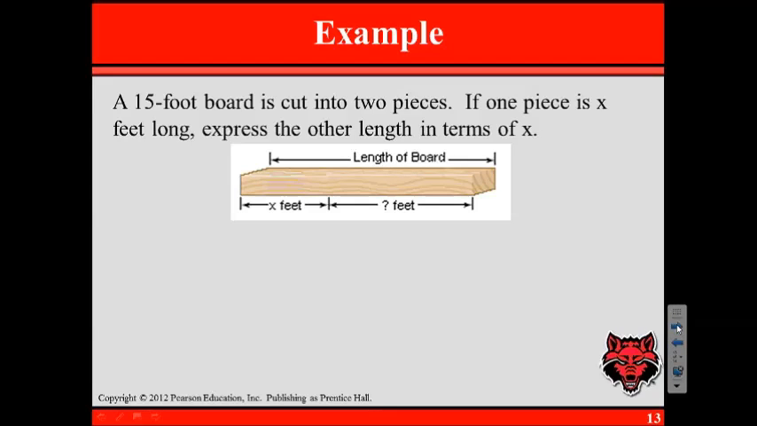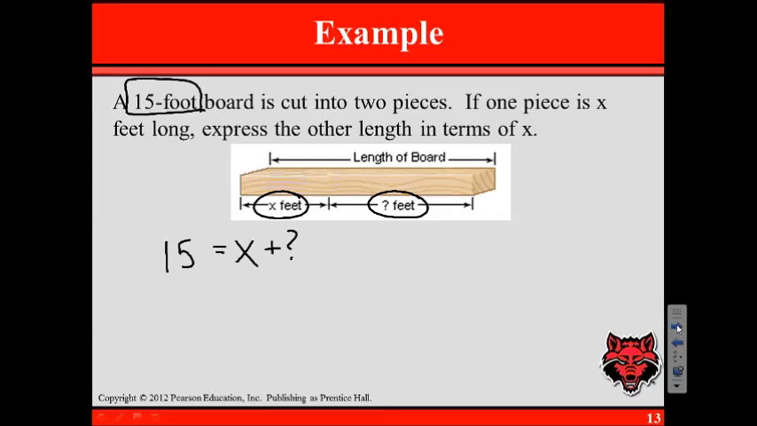Let's try another example. A 15-foot board is cut into 2 pieces. If one piece is x feet long, express the other length in terms of x. So looking at the picture, we can tell that the entire length of the board, 15, should equal the sum of both of the smaller pieces, the x and the question mark. That kind of makes sense. If we take the 2 shorter pieces and we add those together, it should add up to the length of the board, which in the problem we are told is 15.